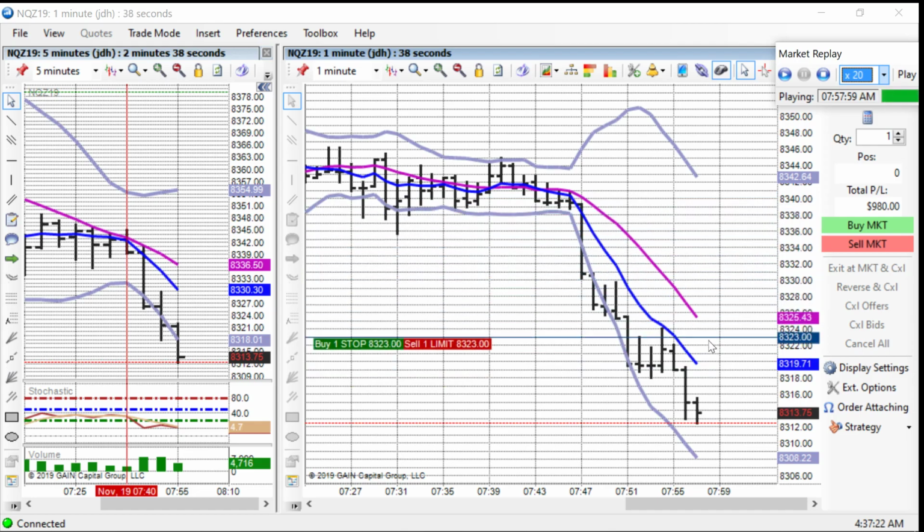But yeah, you can see how that's a nice profitable trend right there. And that's what usually happens with breakouts. You get these good, really nice moves.